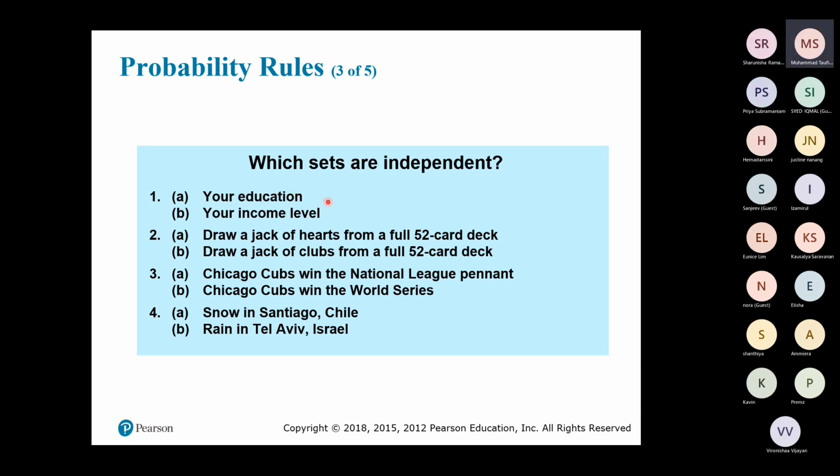Dependent. Why? Because sometimes the income level is based on the education that we have. Correct. Some jobs require a certain level of education, right? Some jobs need a diploma, some need a bachelor's, some even need a PhD holder. And then the level of income is different, because the salary is different. So this set we consider as dependent.